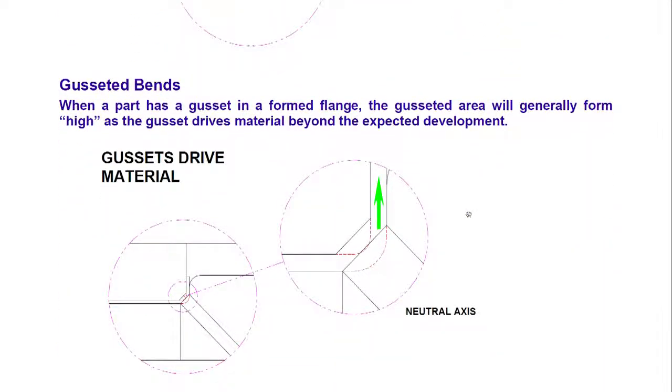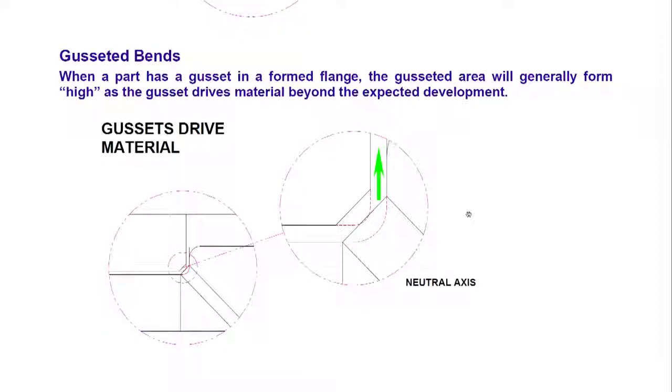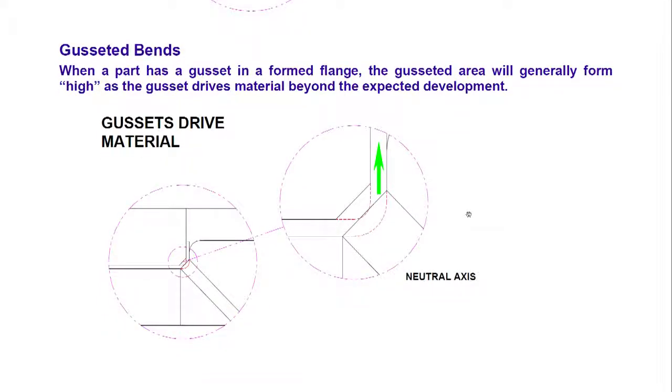So, as you go down, when a part has a gusset in a formed flange, the gusset area will form high. What exactly is a gusset? Whenever we have an L angle like this, to stiffen this angle in one of the corners, they make a depression which goes inside. This is the one that makes the part stiff.